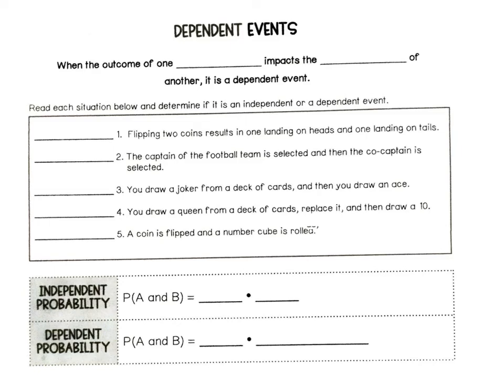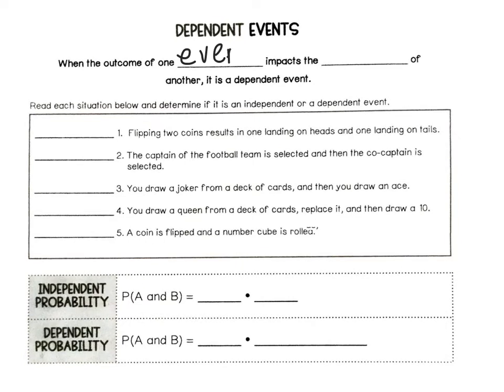Today we're going to talk about dependent events, and that means when the outcome of one event impacts the outcome of another. It's then called a dependent event. The one event depends on the other one. So if you had the M&Ms and you took one out and you ate it, it changes the amount of M&Ms in the bowl. So then it's dependent.